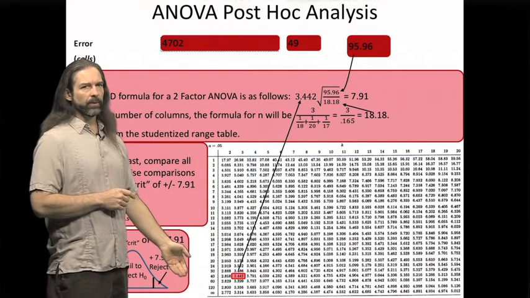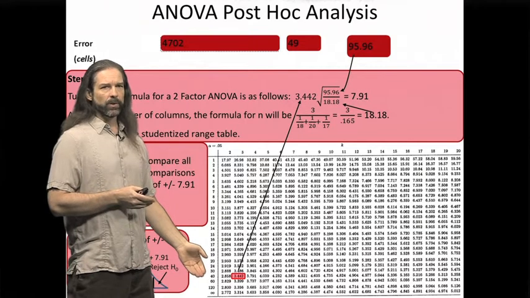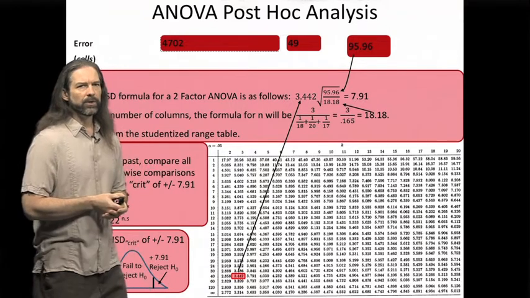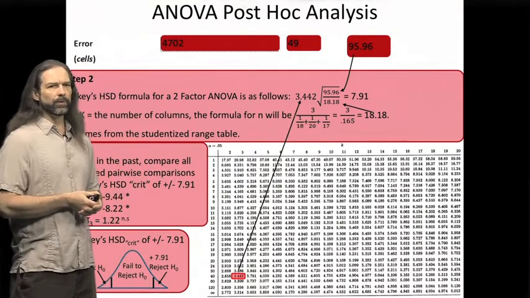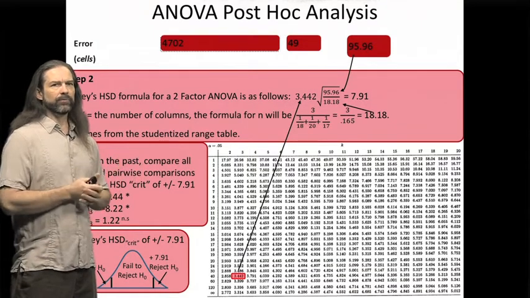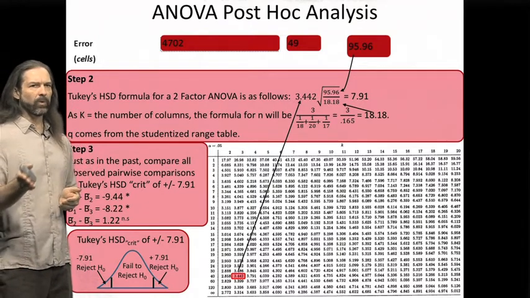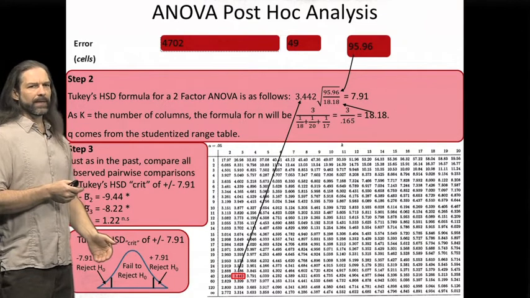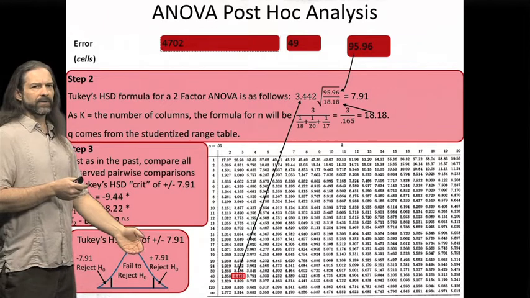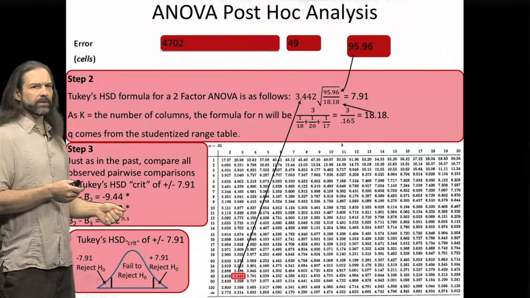But remember, as always, if 49 is not on the table, which it is not in this case, you want to go to the lower value. In that case, it is 40. So that is going to give us a Q value of 3.442. When I work that through, I get a critical value of plus and minus 7.91. So again, to link this with how we've made these decisions in the past, I basically have the two-tailed distribution, negative 7.91, positive 7.91. I now then take each of these mean differences and ask myself, where does it fall?